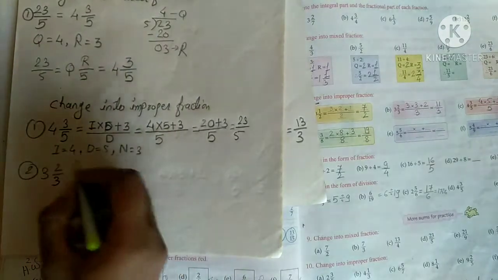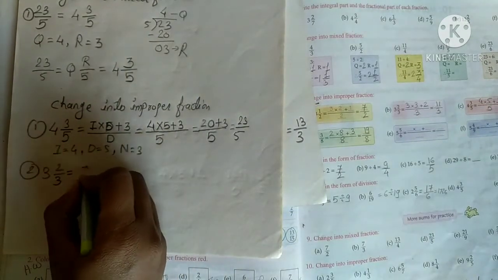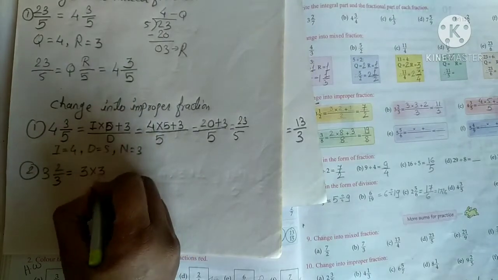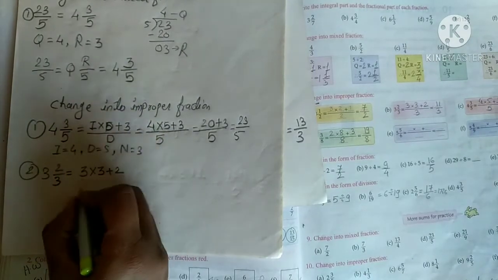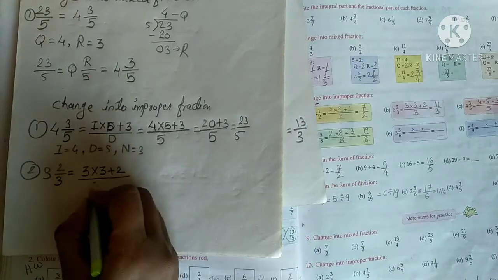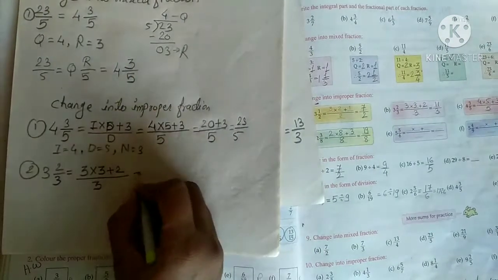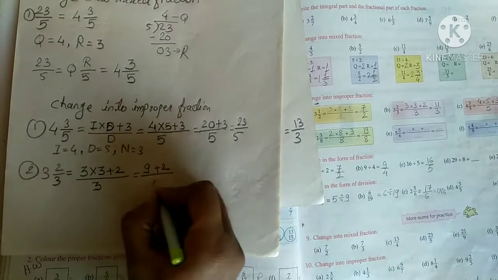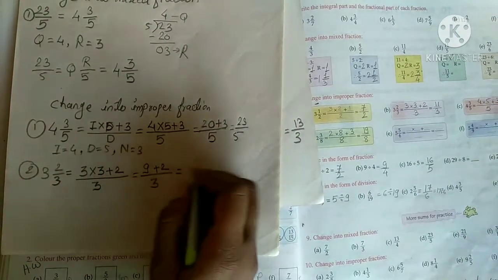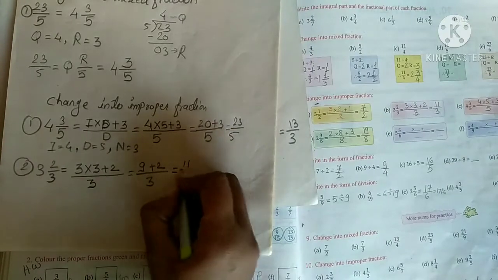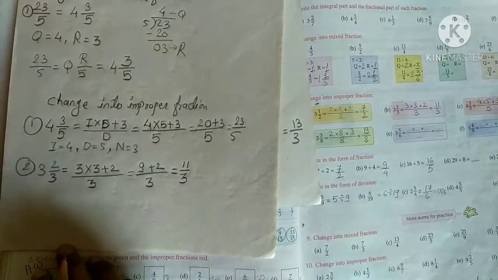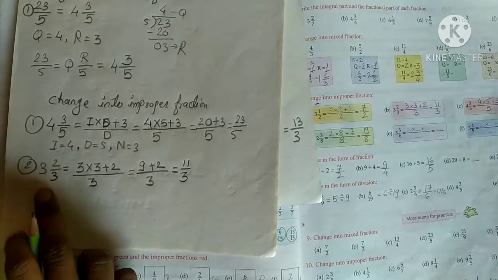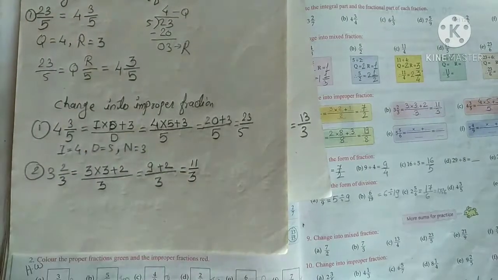एक और problem हम करते हैं. So first integral into denominator plus numerator, whole divided by denominator. 3 3s are 9. 9 plus 2 upon 3. 9 plus 2 कितना होता है? 11/3. So in this way we change a mixed fraction into an improper fraction.